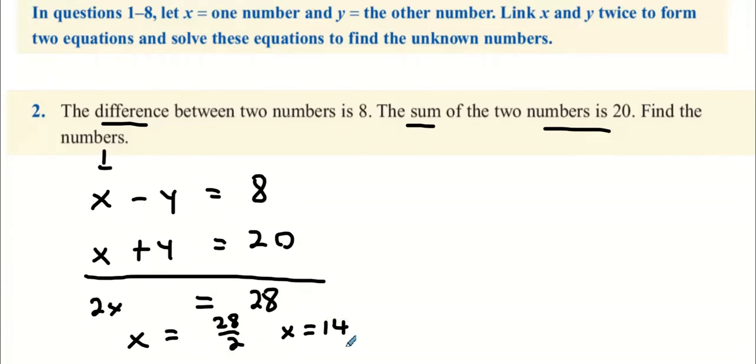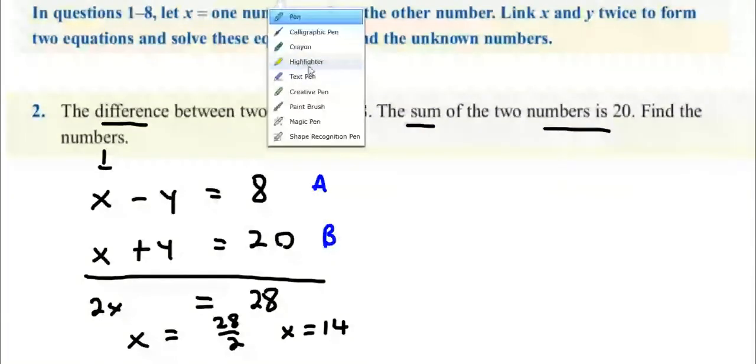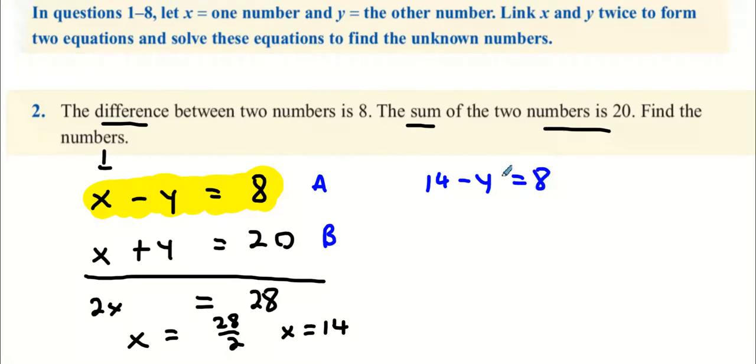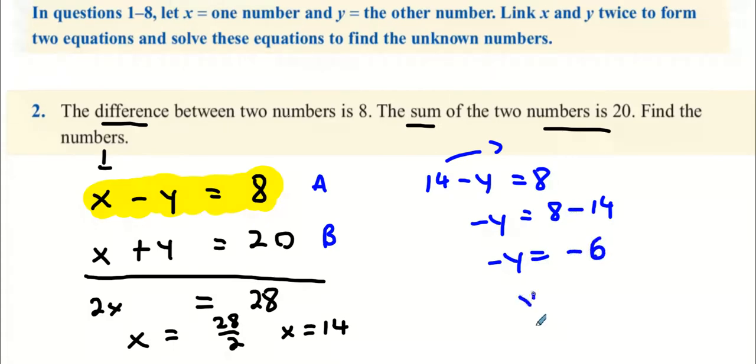Now, a different way of doing these is that you can now choose equation A or equation B. So you can choose, let's say, equation A. If you don't want to redo the equation from start to finish again, what you can do is replace the x here with 14. So it's 14 take away y equals 8. Then you can bring the 14 from left to right, so you get minus y equals 8 minus 14, which is minus 6. Multiply both sides by minus, and you get y equals 6.